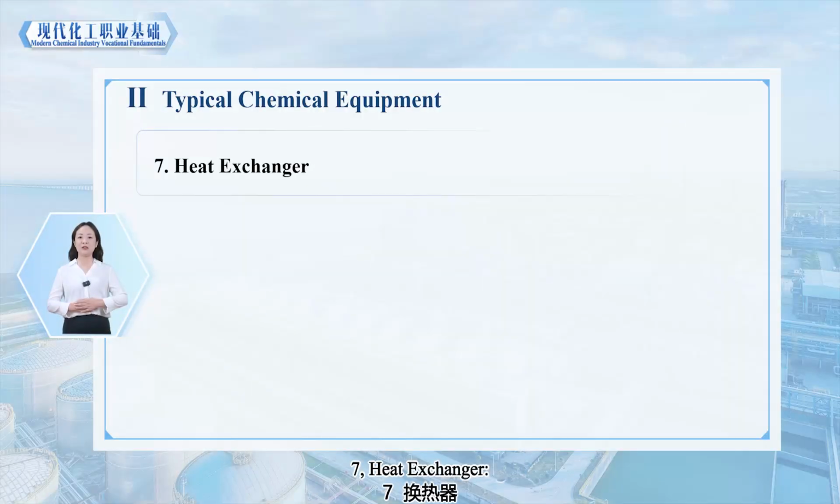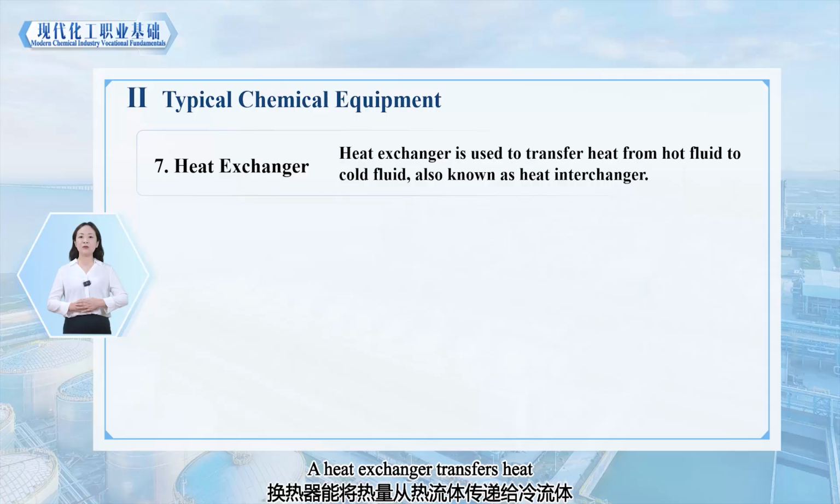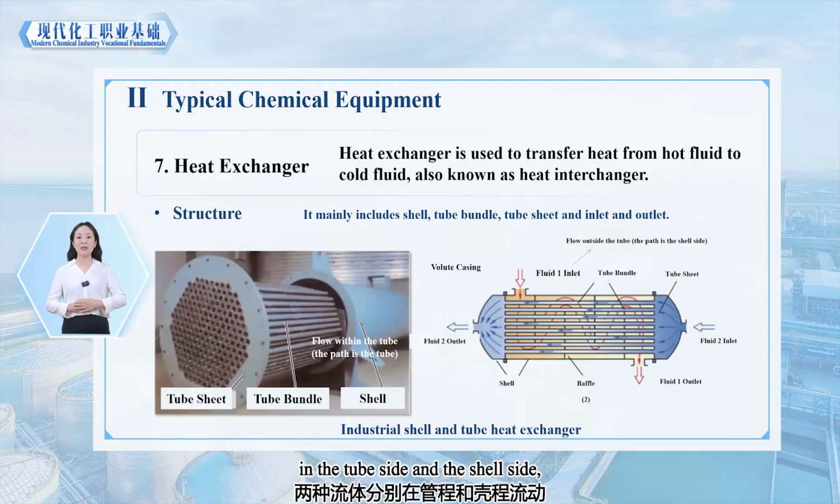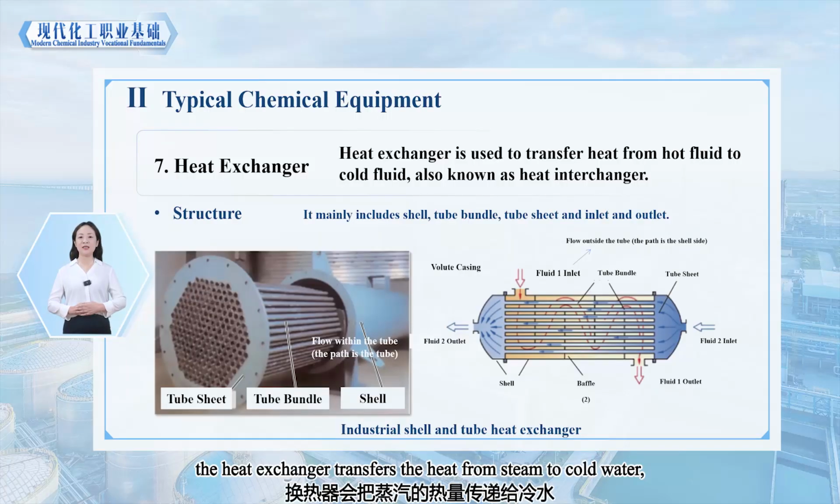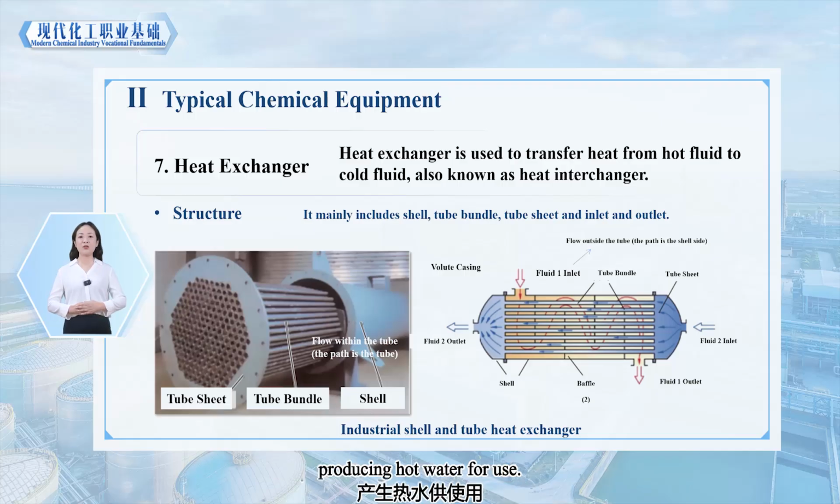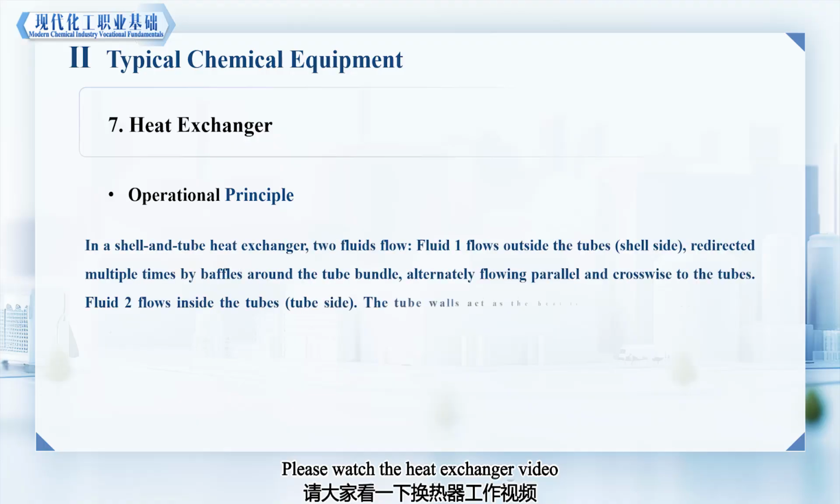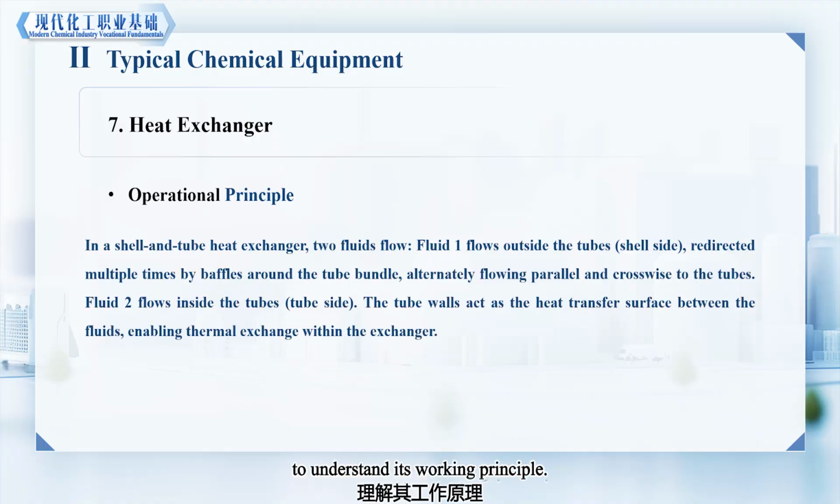7. Heat exchanger. A heat exchanger transfers heat from a hot fluid to a cold fluid. It is mainly composed of a shell, tube bundle, and tube plates. The two fluids flow separately in the tube side and the shell side, exchanging heat through the tube walls. In thermal power plants, the heat exchanger transfers the heat from steam to cold water, producing hot water for use. Please watch the heat exchanger video to understand its working principle.